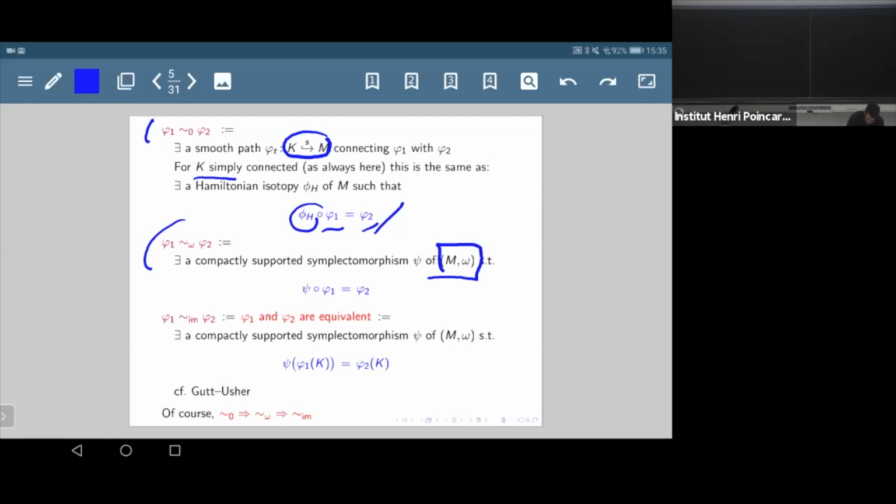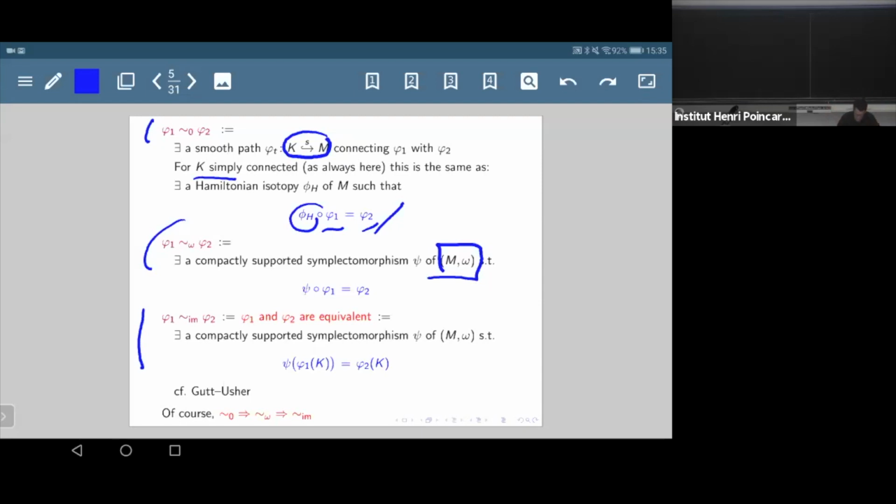But then there is a rougher one, namely that you only say that the images of the sets are mapped one to the other. Yes? You ask that it is Hamiltonian isotopic? No, I don't ask for that. I just want a symplectomorphism, just want a compactly supported symplectomorphism of ambient space that carries the first map to the second as a map. In general, this is of course the big difference.